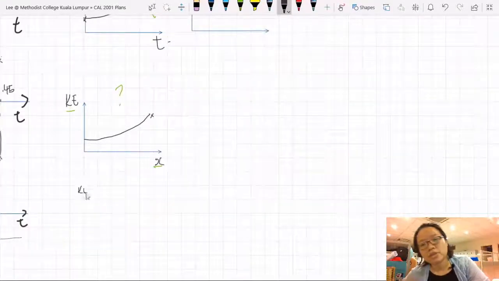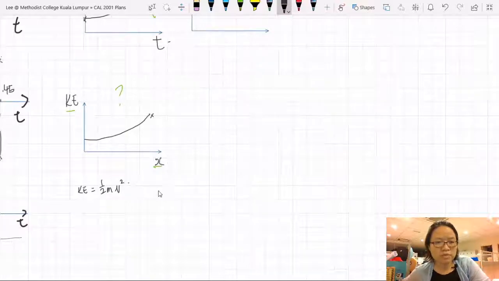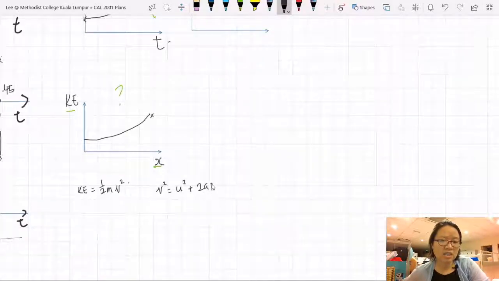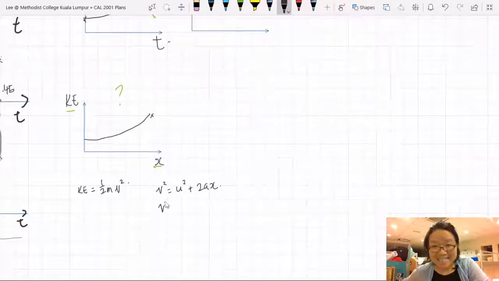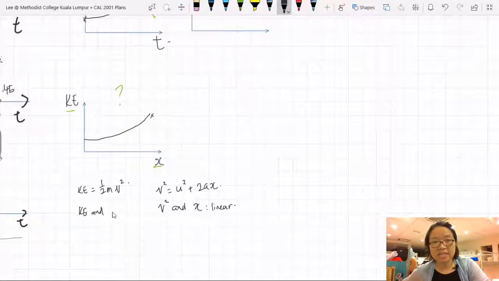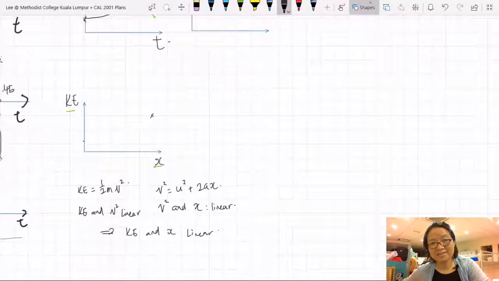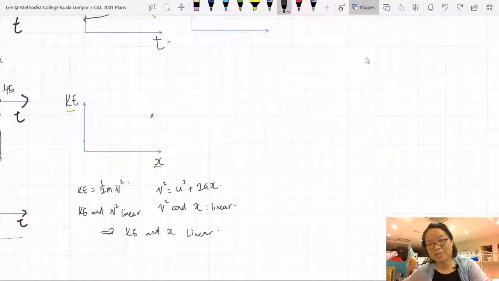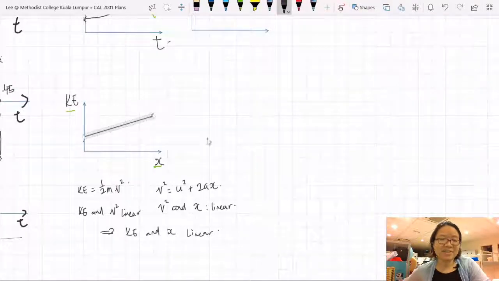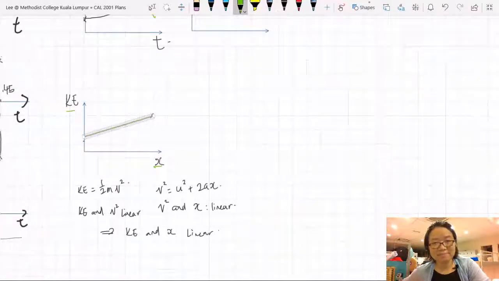So to not overcomplicate things, I'm going to just give you a few equations or show you how I do it. For example, I think about KE. I know KE is half mv squared. But I know v squared is u squared plus 2as. So this means v squared and x is linear. But KE and v squared is linear. So can I say KE and x is linear? Make sense? Okay. It's like A is B and B is C, so A is C. So you kind of expect a straight line, okay?